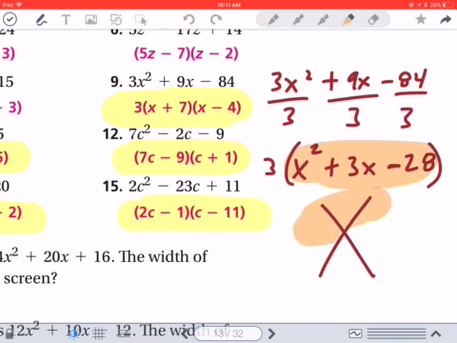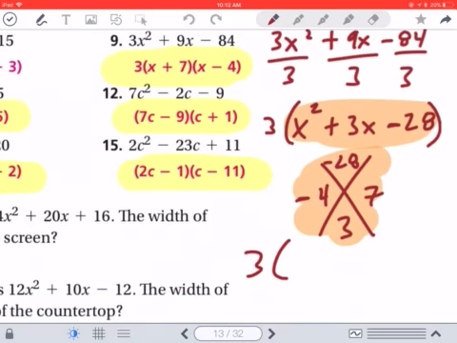So this orange part is where I'm using the x method. That 3 is still hanging out. So what multiplies to negative 28 and adds to positive 3? Well, it's going to be a negative 4 and a positive 7. So this is going to be x minus 4 and x plus 7.